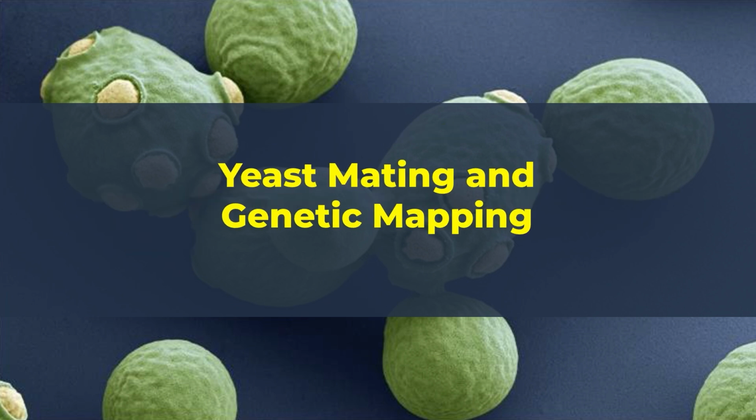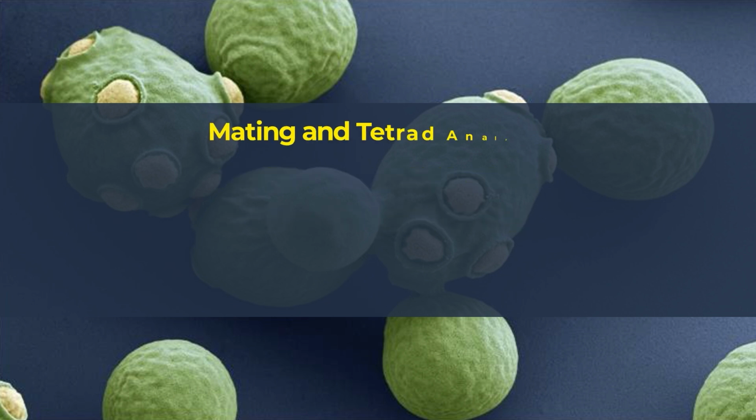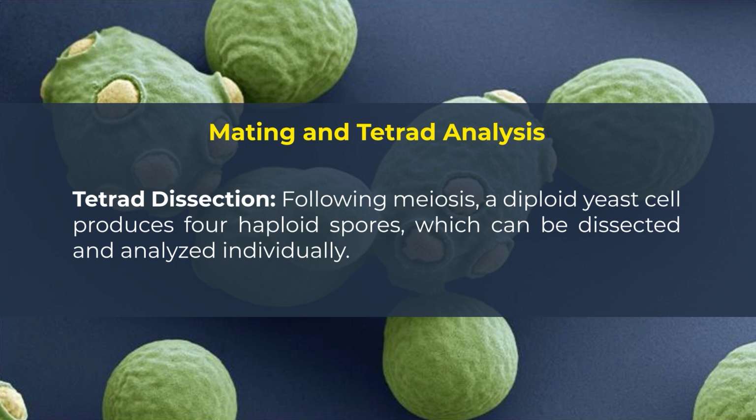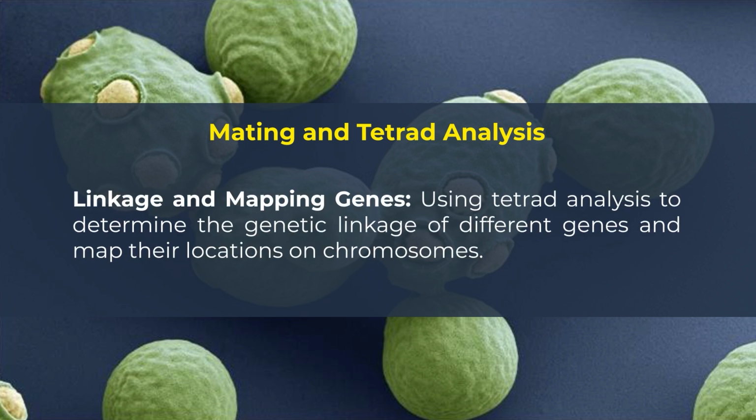Now let's talk about yeast mating and genetic mapping. Mating and tetrad analysis. First is mating type switching, how yeast mate and how genetic mapping works. Each cell can switch its mating type through a specialized mechanism, enabling it to mate with other haploids. Next is tetrad dissection. Following meiosis, a diploid yeast can produce 4 haploid spores, which can be dissected and analyzed individually. Next, linkage and mapping of genes: using tetrad analysis to determine the genetic linkage of different genes and map their location on the chromosome. And this is how linkage and gene mapping are done.